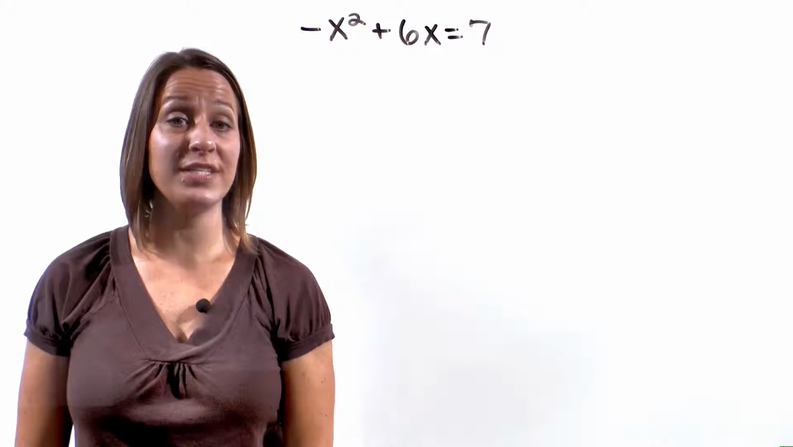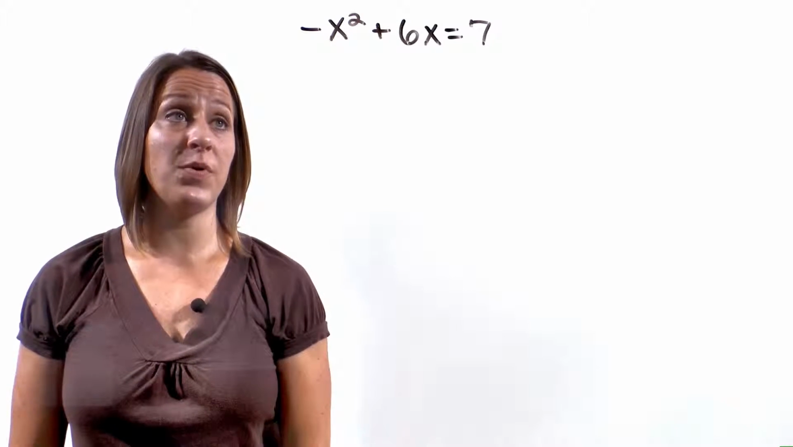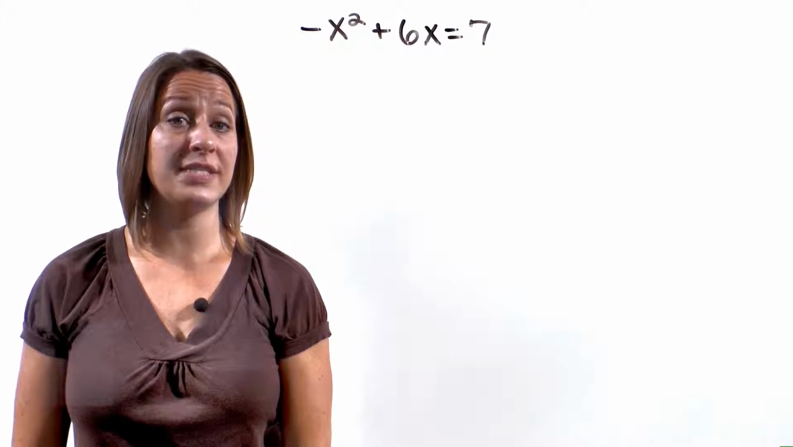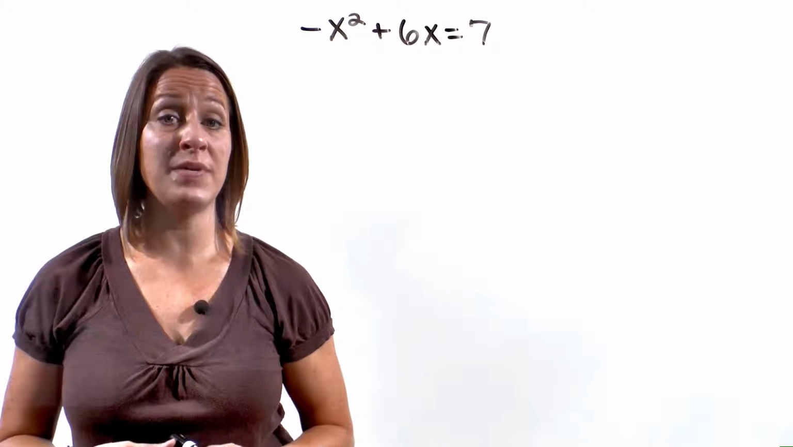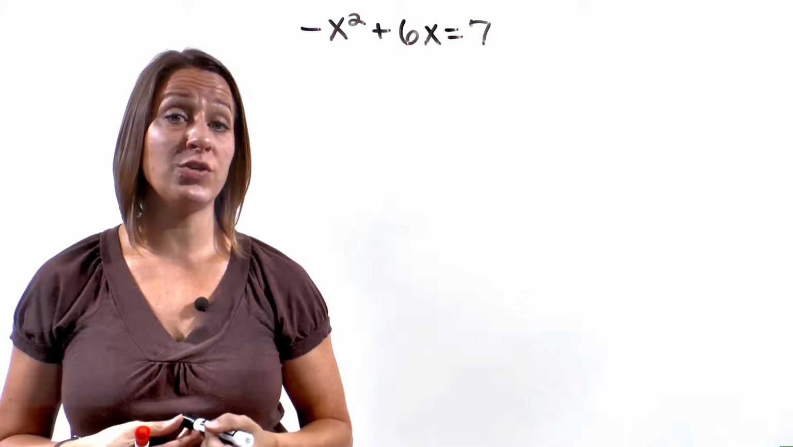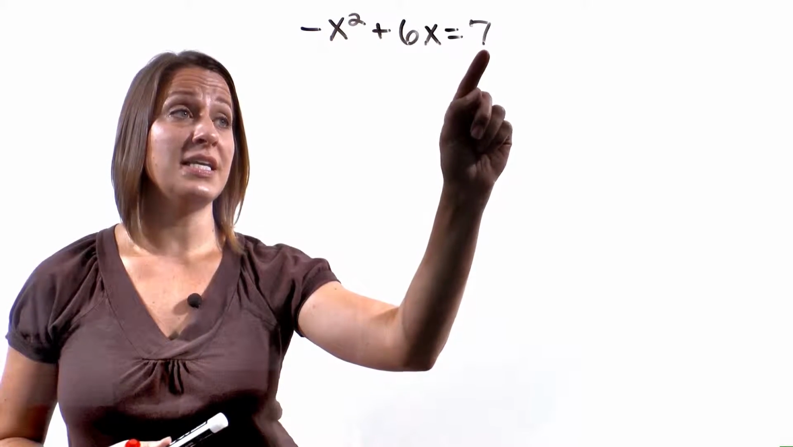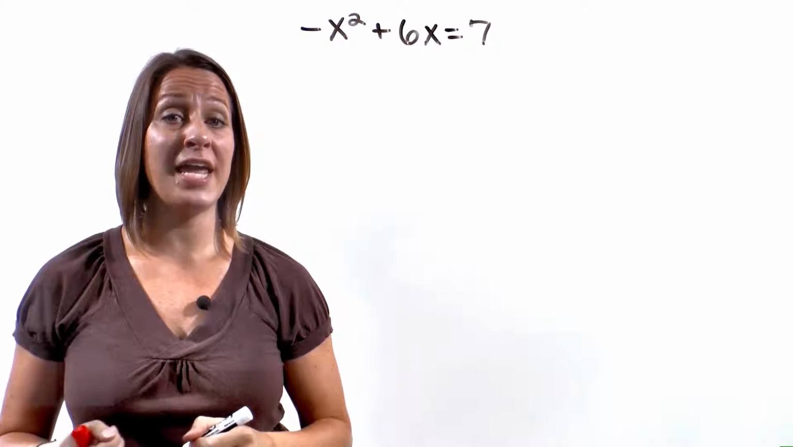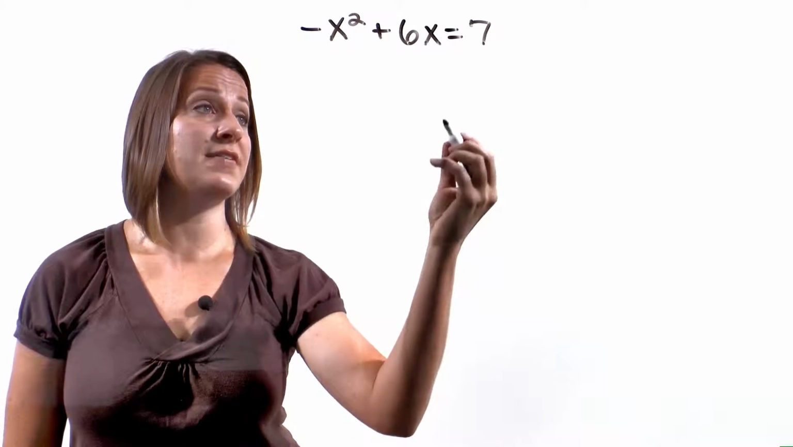Okay, let's try one more example using the quadratic formula. Let's look at the example, negative x squared plus 6x equals 7. The first thing we need to do is identify our a, b, and c. But before we do, we need to make sure our quadratic equation is in standard form. Notice that this equals 7 instead of 0. So before we can assign our a, b, and c, we need to bring the 7 back over to the left side.